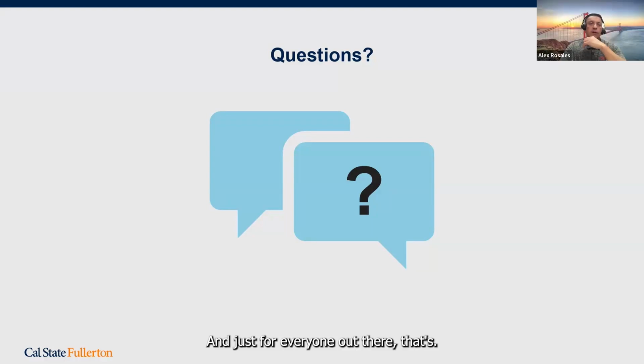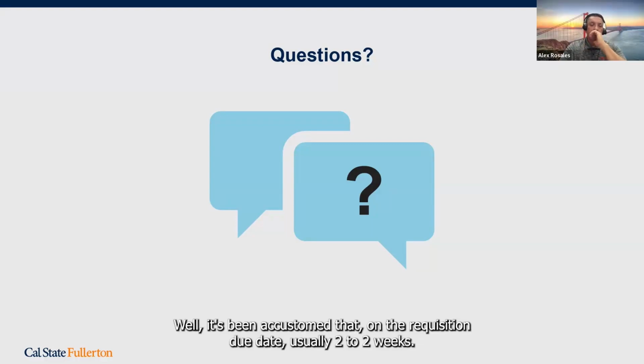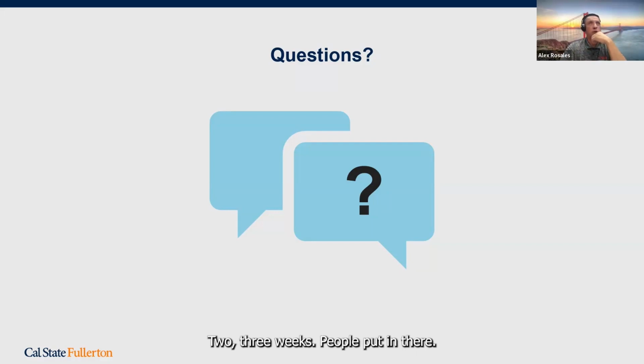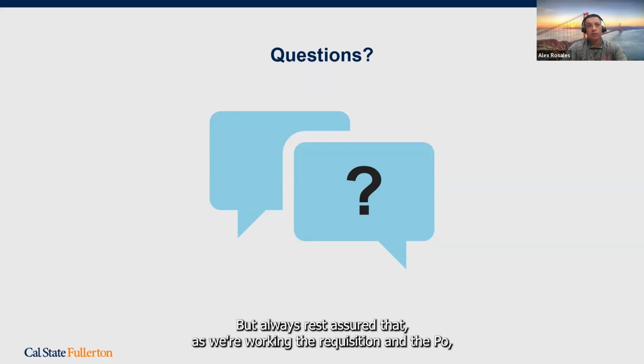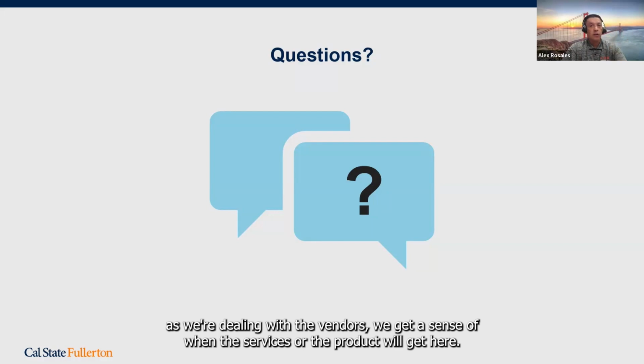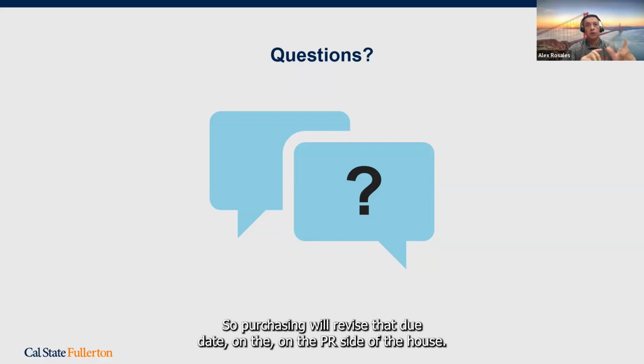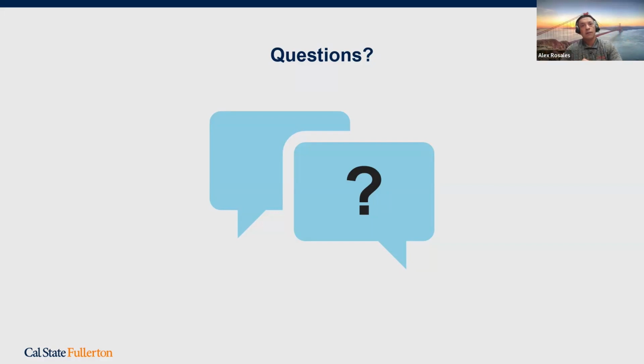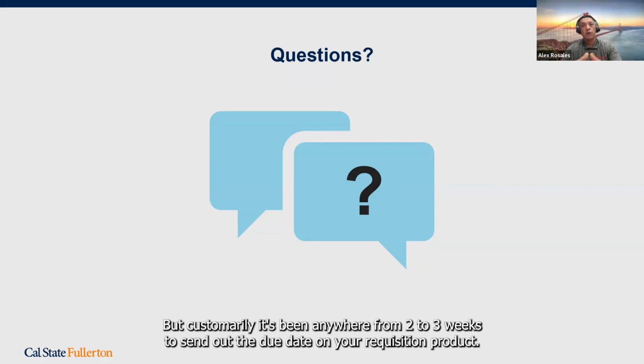And just for everyone out there as well, it's been a custom that on the requisition due date, people usually put in two to three weeks. But always rest assured that as we're working the requisition and the PO, as we're dealing with the vendors, we get a sense of when the services or the product will get here. So purchasing will revise that due date on the PO side of the house. But customarily it has been anywhere from two to three weeks for the due date on your requisition. Got it, thank you.